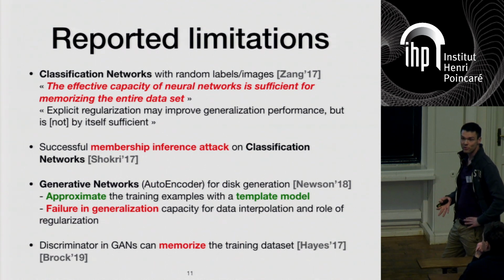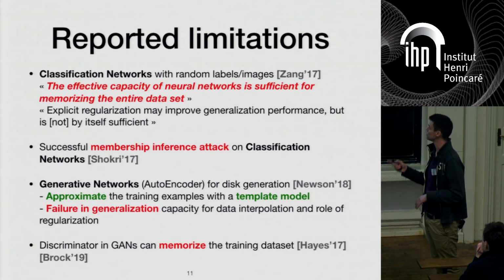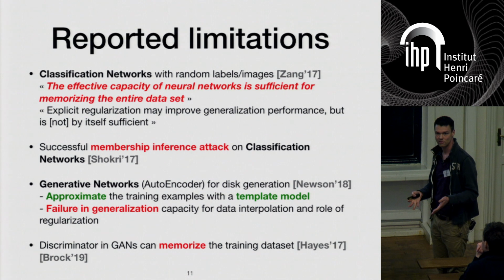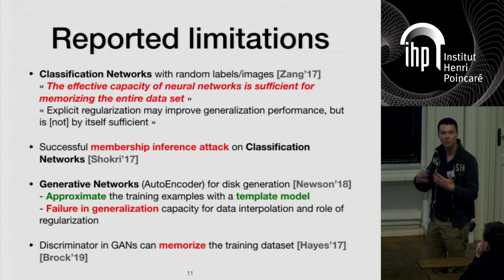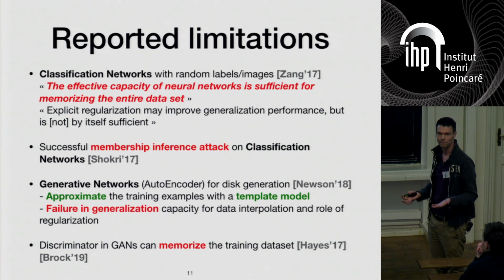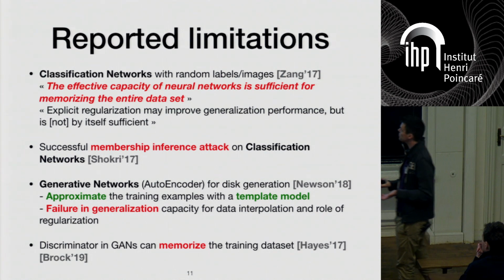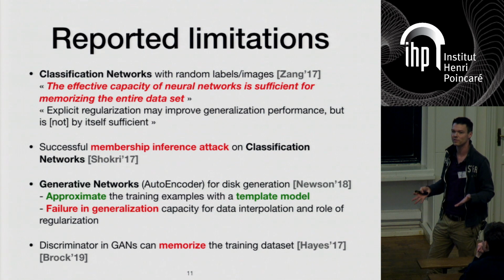There are few papers about that, and one interesting one is that of Ali Das Newsom, which demonstrated last year that if we train a specific network, which is called an autoencoder, to generate images of disks, you can even prove that actually the autoencoder will learn a template model that tries to mimic the disks you have seen during training. So this is good news. It shows, for that experiment at least, that we are not overfitting the data.